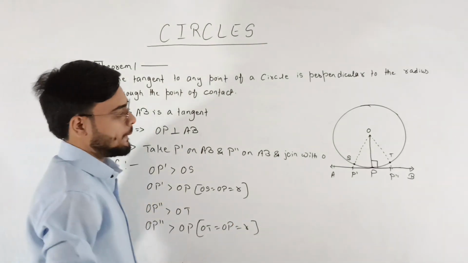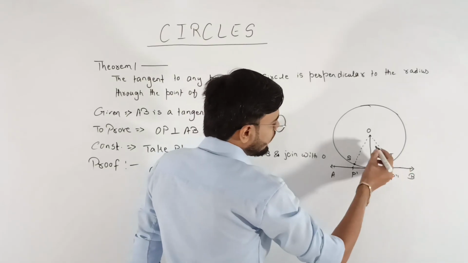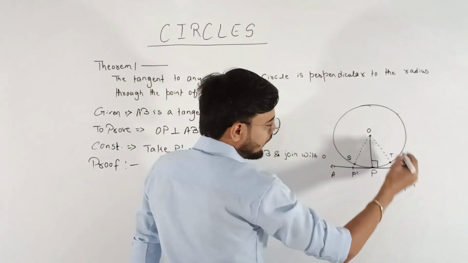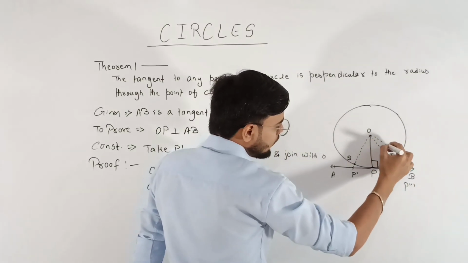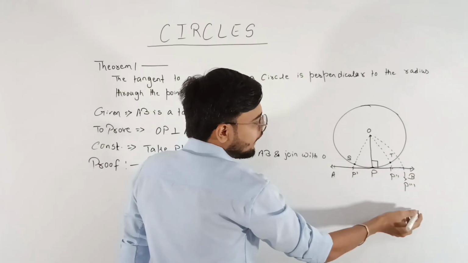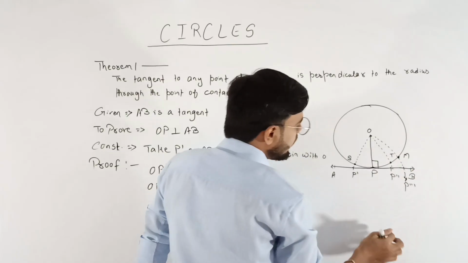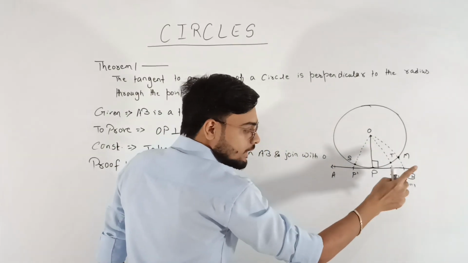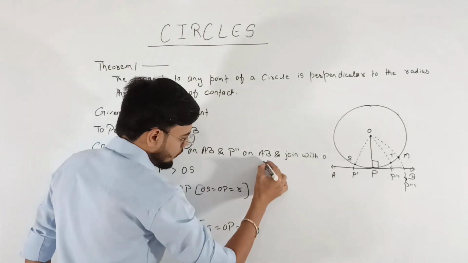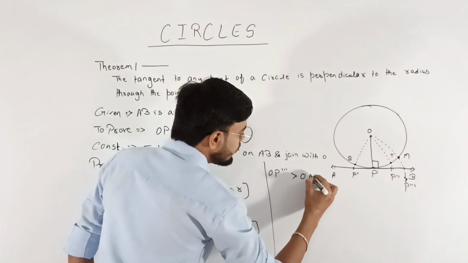Now, suppose I take one more point on AB, tangent AB. Suppose I take here a point P triple dash, and again I join with O. So look here, I take a point P triple dash on this AB, and I join this with line O. So I name this point M. Now look here, OP triple dash is again greater than OM. So here I write it: OP triple dash is greater than OM.